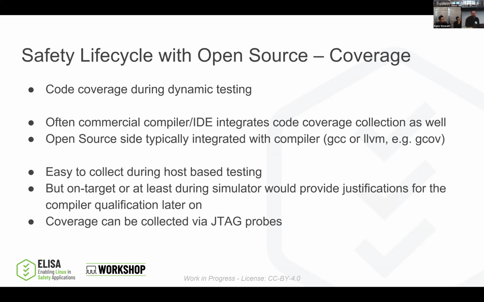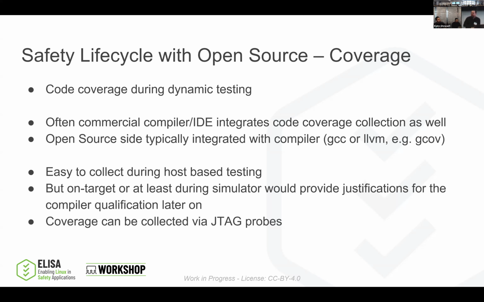So again, this depends on the project. If you're doing a host-based one and you use GCC, you will use GCOV and typically get coverage from there. If you use an LLVM-based one, you get it from there. I would again strongly suggest going for real target testing, because then it will eliminate the need to find additional compiler qualifications, because if I'm testing everything the compiler has outputted, the code coverage can show it during on-target running.